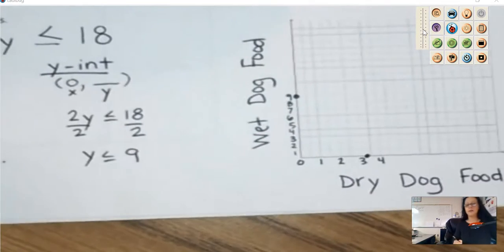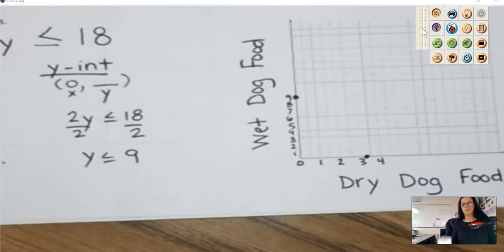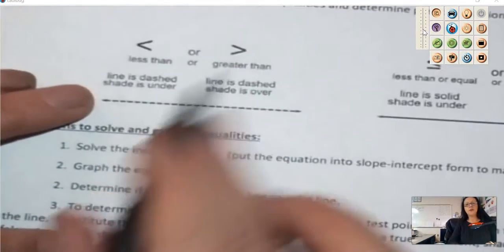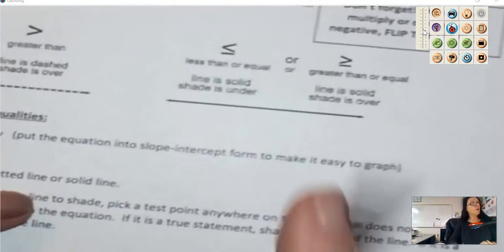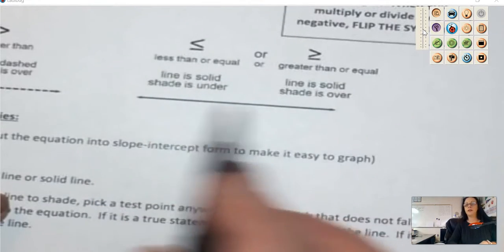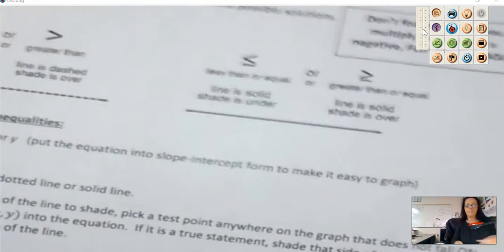And when you get to 9, put a dot. Okay, remember the symbol matters. So on the front, when it's less than or greater than, it's a dotted line. When it has part of an equal sign on it, less than or equal to, greater than or equal to, we use a solid line.